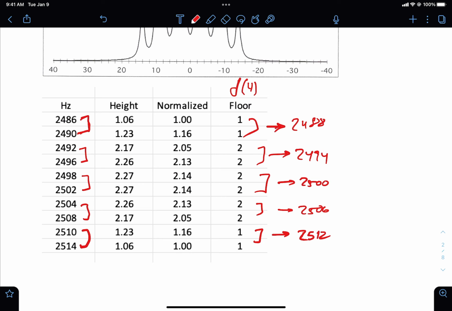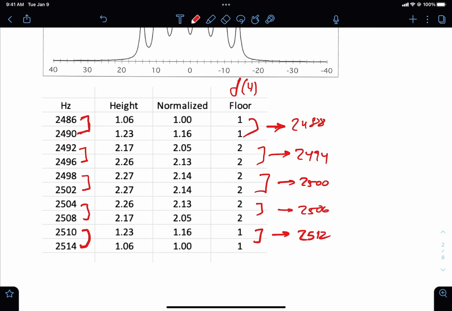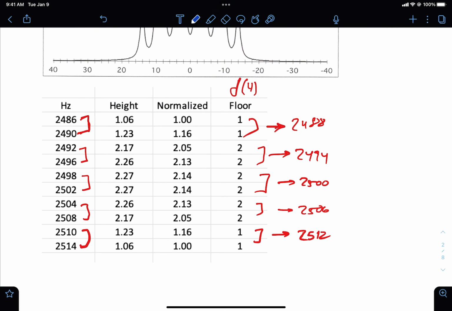Well, it's important to keep track of these numbers, which ones were 1s and which ones were 2s. For example, the 2488 came from a pair of 1s, but the 2494 came from a pair of 2s. They were doublets of 1s and doublets of 2s. So now when we look at our next signals, our first pair is a 1 to 2. The 2488 is a height of 1, and the 2494 is a height of 2.